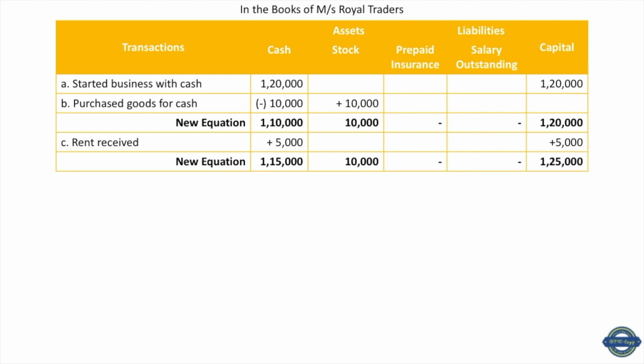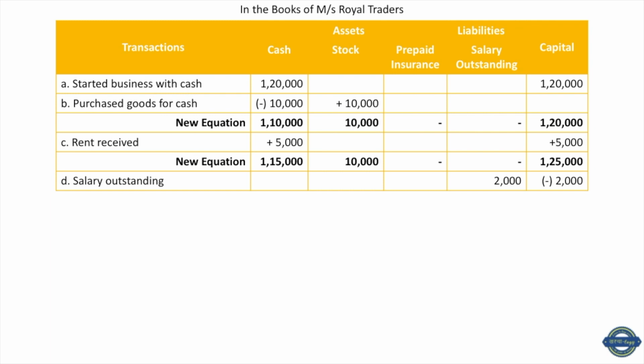Check the new equation. Fourth, salary outstanding. First, let's understand what we mean by salary outstanding. Outstanding means that something is pending. And salary is an expense. So it means that in this accounting period, we have an expense that is salary.